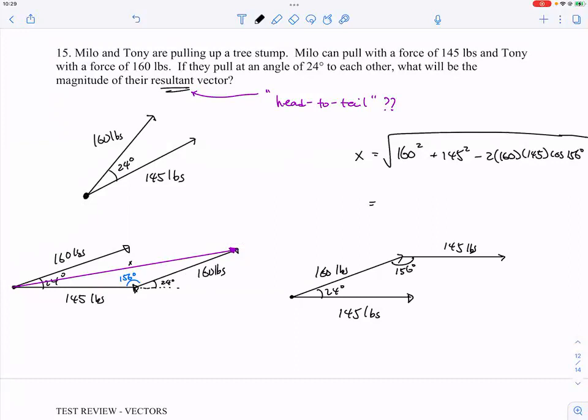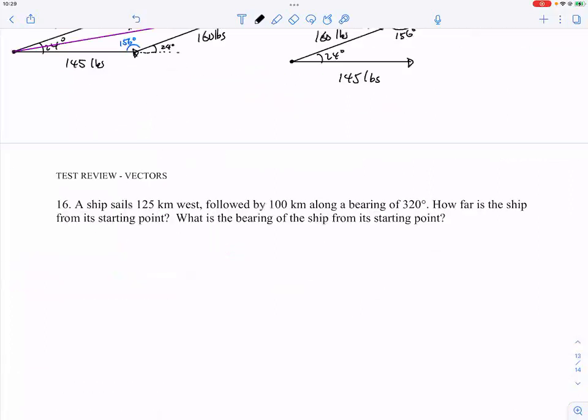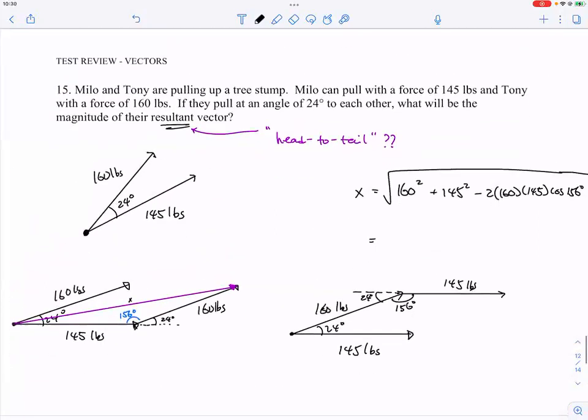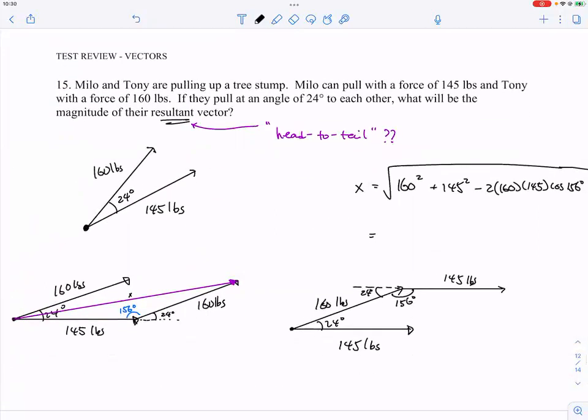Actually, there are two ways you can tell. You can say this is 24 because of alternate interior angles. Or, if you remember for parallel lines, same side interior angles are always supplementary, so they add up to 180. So 180 minus 24 is 156. Either way, you get the same degree measure.